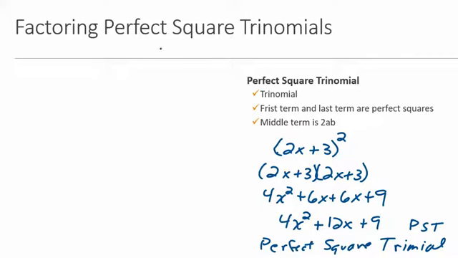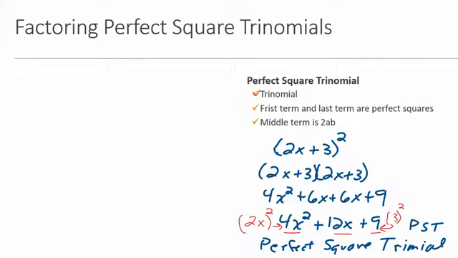So first of all, let's look at our checklist. We have the fact that it's a trinomial. There are 3 terms: 1, 2, 3. Check. Second thing, the first term and the last term are perfect squares. Here the first term is 2x times 2x; the quantity 2x squared gives me 4x squared. The last term is 9, which is 3 squared. So the first term and the last term are perfect squares.